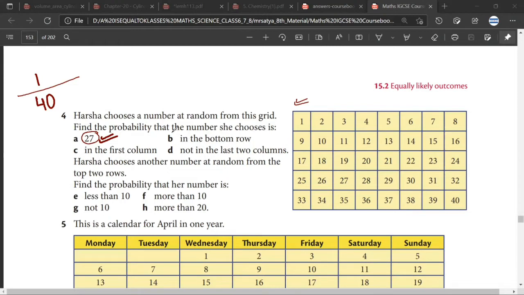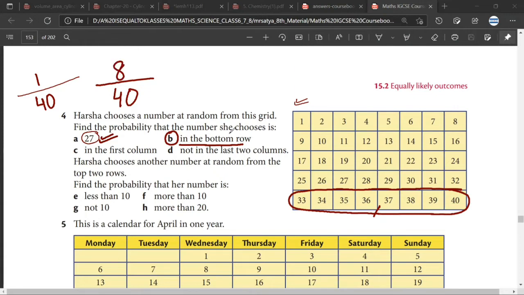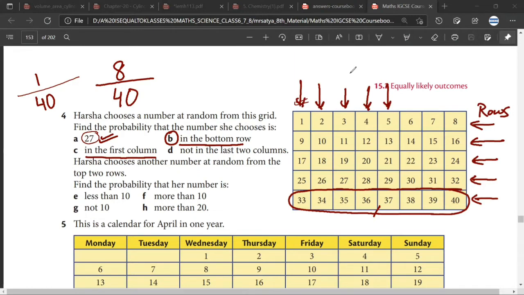B, in the bottom row. So how many numbers are present in the bottom row, Satya? 8. So the denominator would remain 40, but in the numerator, what should I write? 8. Is it making sense? Yes. See, these horizontal ones are called rows, and these vertical ones, they are called, Mr. Satya? Columns.